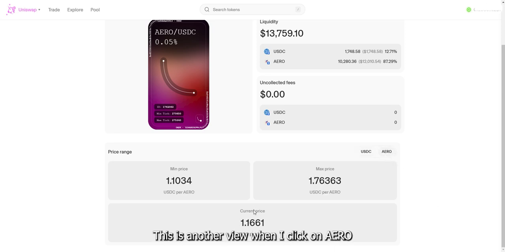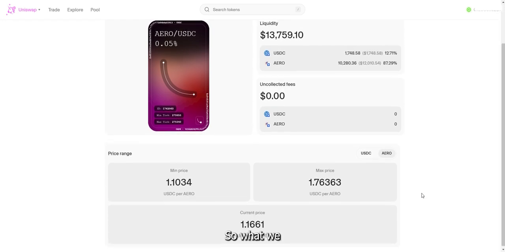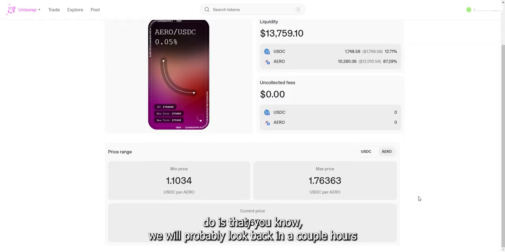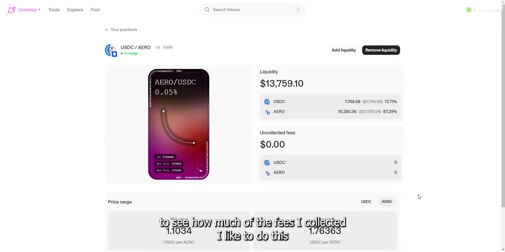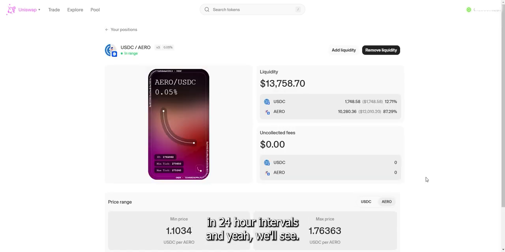So what we'll do is that we'll probably look back in a couple of hours to see how much of the fees are collected. I like to do this in 24-hour intervals, and we'll see. So this is the end of the lesson. We will deposit in the Concentrated Liquidity Pool on Uniswap.